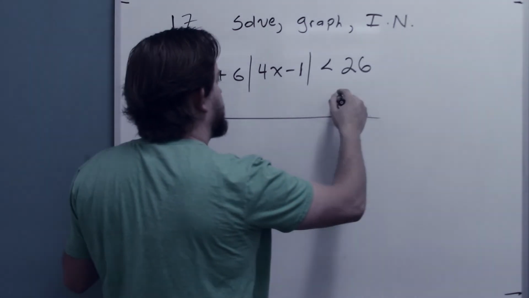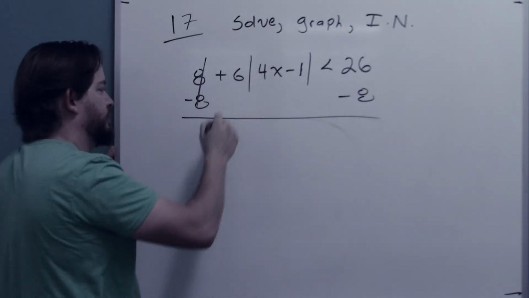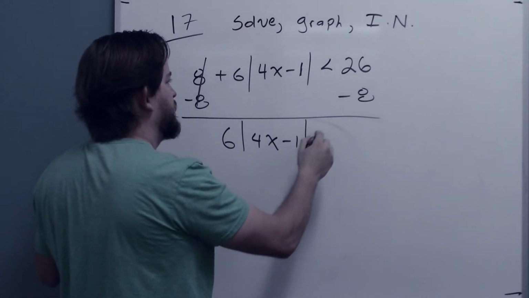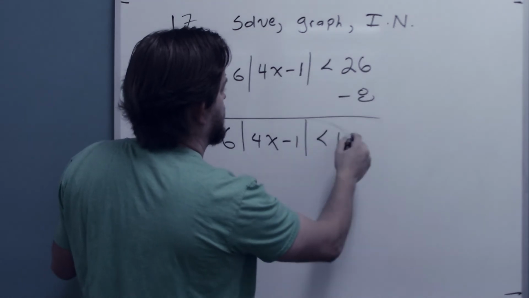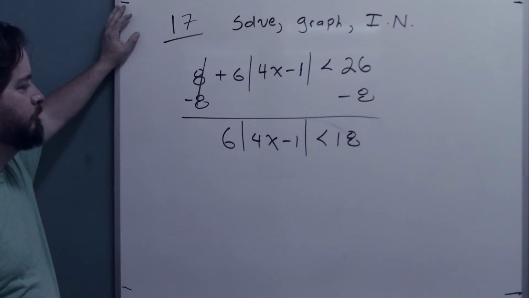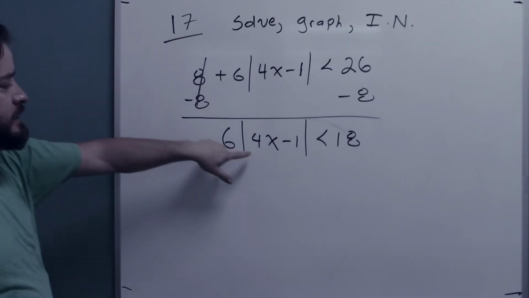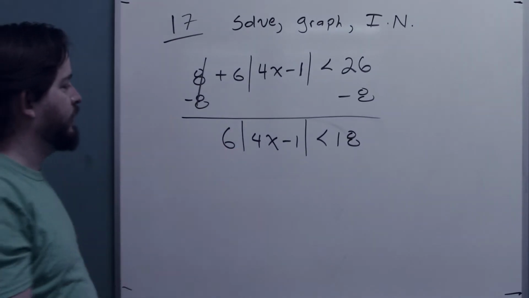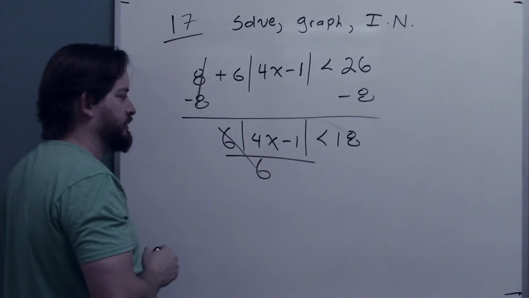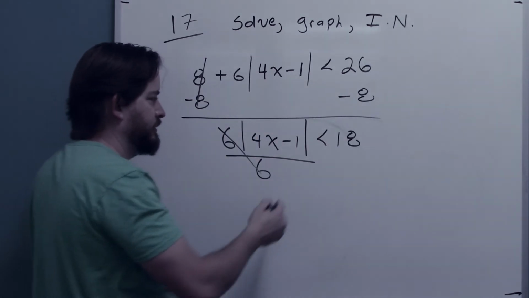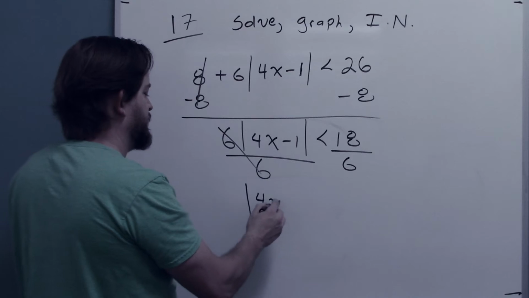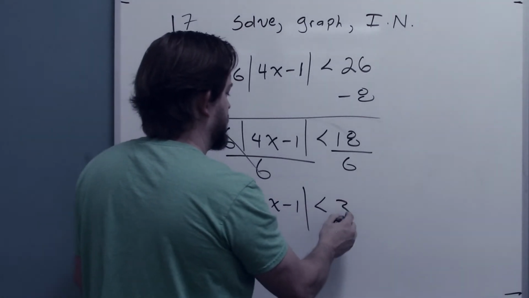Subtract both sides by 8, leaving me with 6 times the magnitude of 4x minus 1 is less than 18. Okay. And I still want to isolate this absolute value, so I'm going to divide everything by 6, which I can do because everything's just a product on the left-hand side, 6 multiplied by a binomial. Divide by 6. I've isolated my absolute value. 4x minus 1 is less than 3.